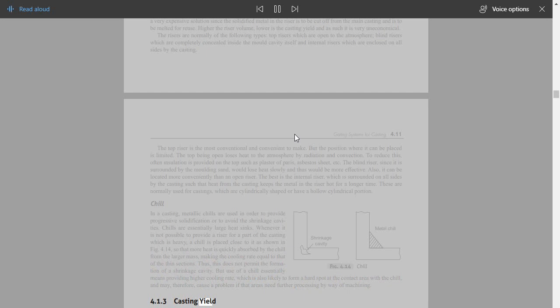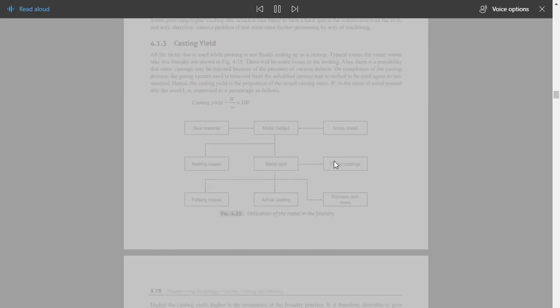4.1.3 Casting yield. All the metal that is used while pouring is not finally ending up as a casting. Typical routes the metal would take in a foundry are shown in Fig. 4.15. There will be some losses in the melting.